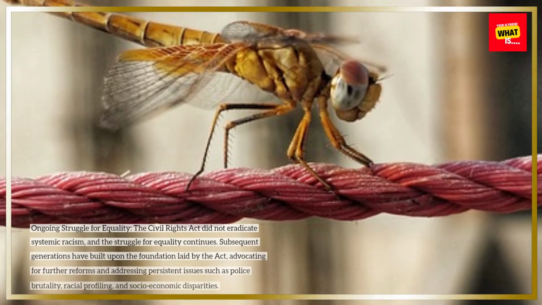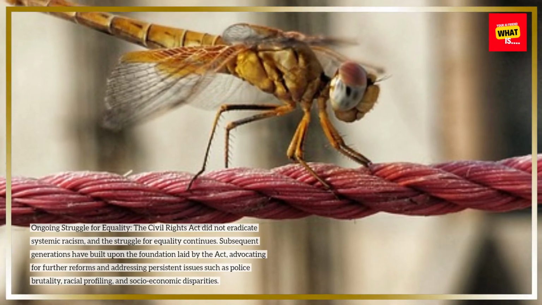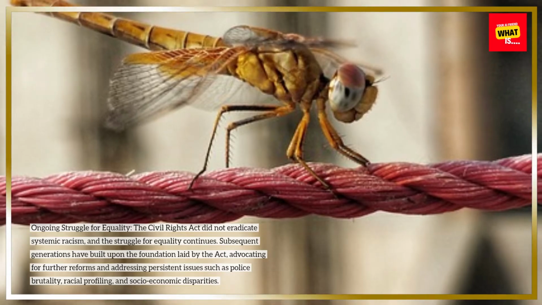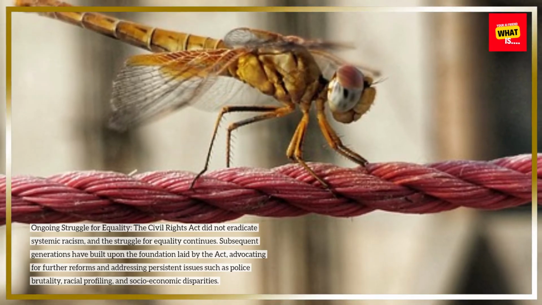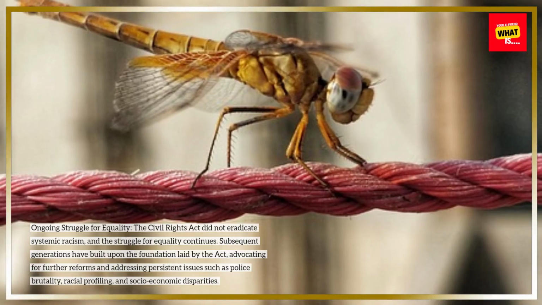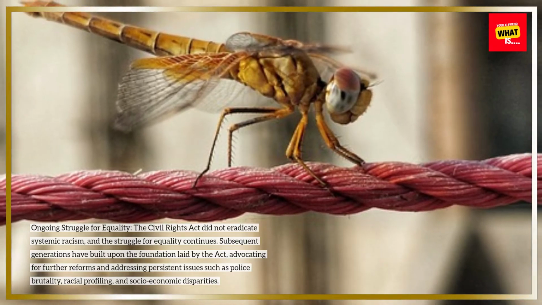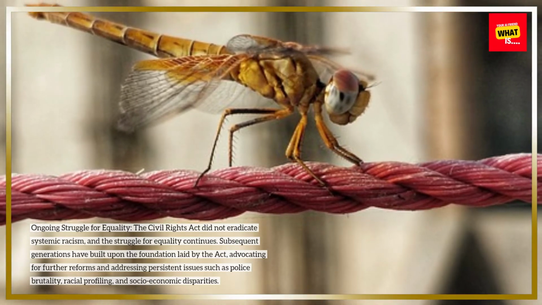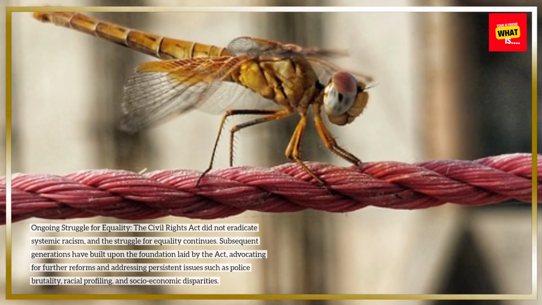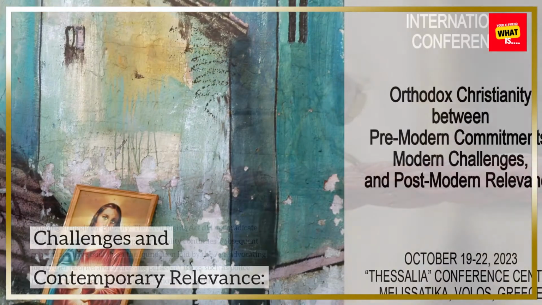The Civil Rights Act did not eradicate systemic racism, and the struggle for equality continues. Subsequent generations have built upon the foundation laid by the Act, advocating for further reforms and addressing persistent issues such as police brutality, racial profiling, and socioeconomic disparities.